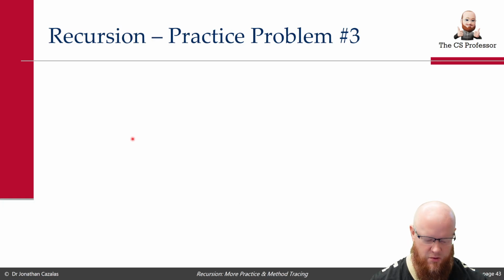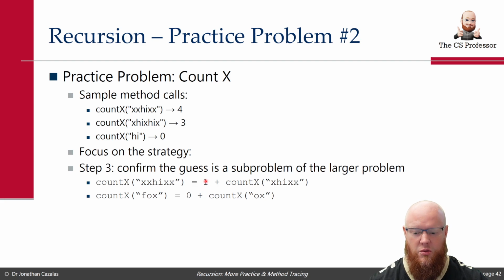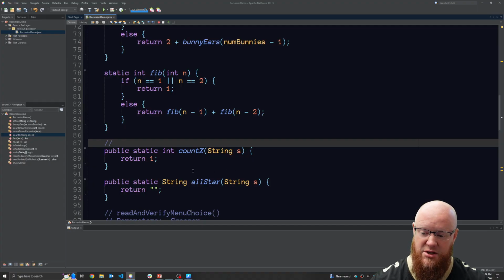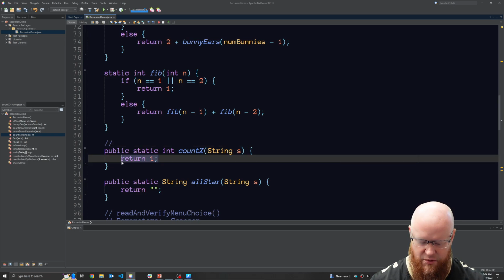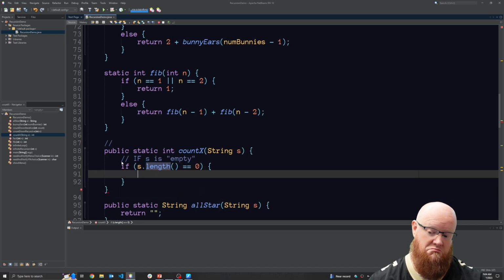If I come back here, what did we show? We said that count x of some string is going to equal 1 or 0 plus the count x of some substring, and then the terminating condition is if the string is empty. Let's start with that. So if s is empty, so if s.length is 0, return 0. We have no x's.